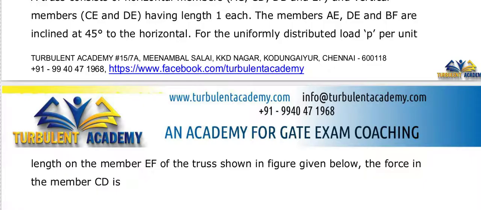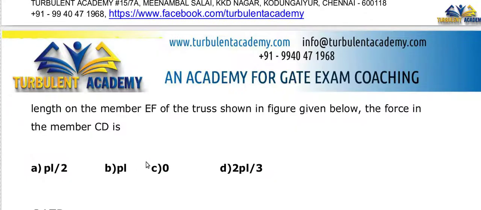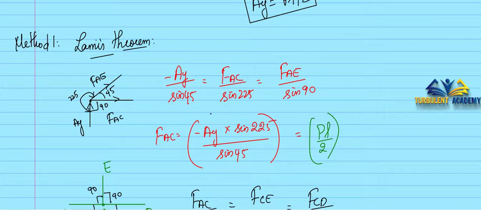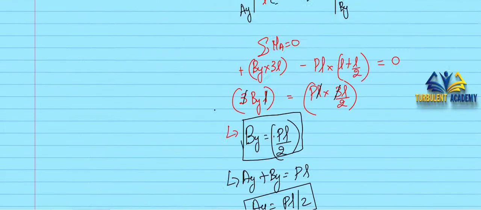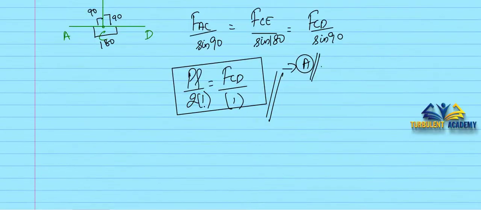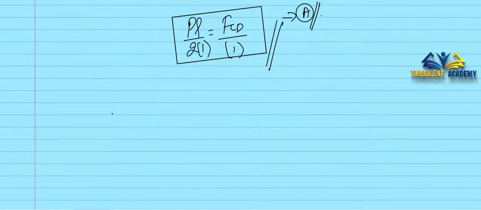So as you can see, the answer is PL by 2, which is option A. Sometimes I will not mention the options, I'll just try to keep it up. Now this is one way to solve. If you are experienced, this will not take more than 40 seconds, using reactions and Lami's theorem. Since I'm teaching you, we are taking some time so that you can understand it easily. So I will go ahead with the second method.